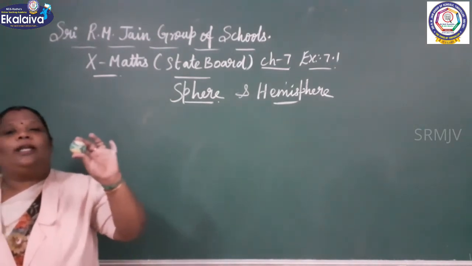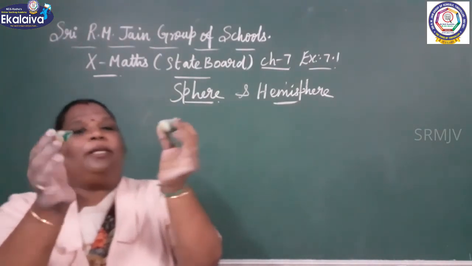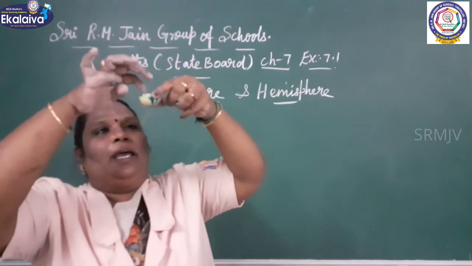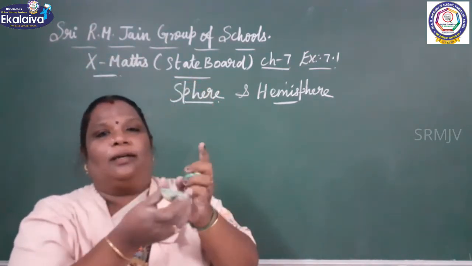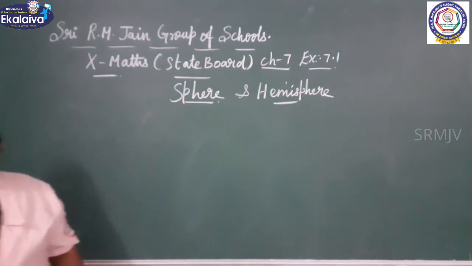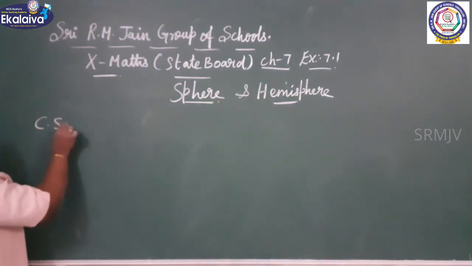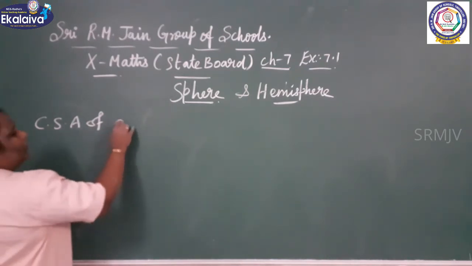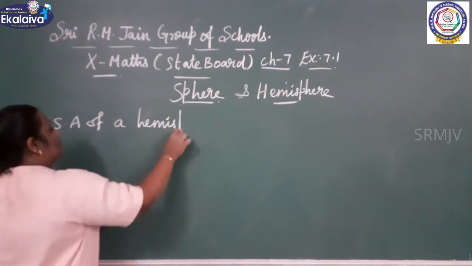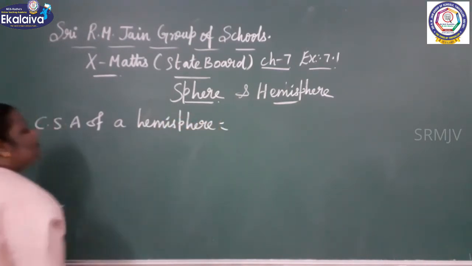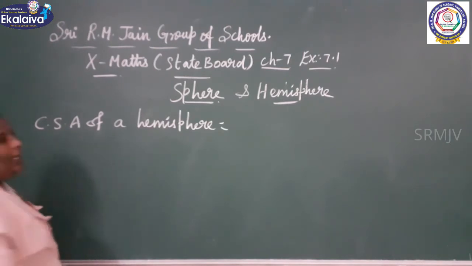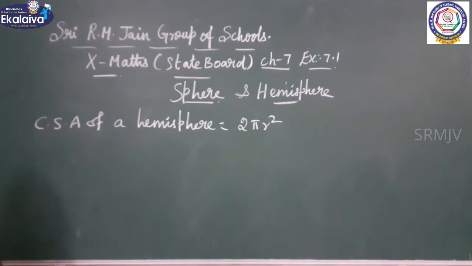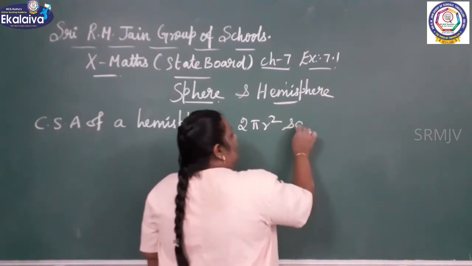The greatest circle is called a hemisphere. This is a hemisphere. This is the diameter, and this is the radius of the circle. Now we are going to see the formulas. The curved surface area of a hemisphere is equal to 2 pi r square square units.